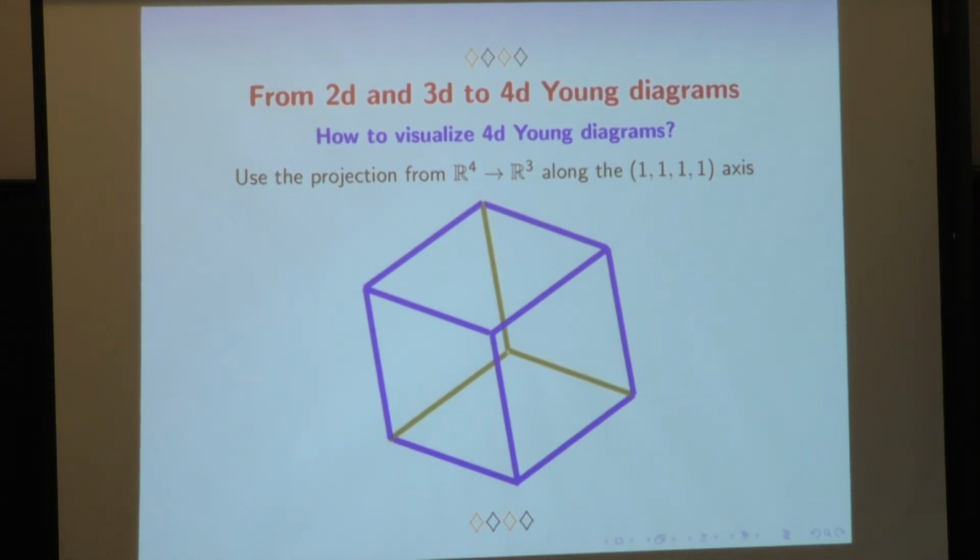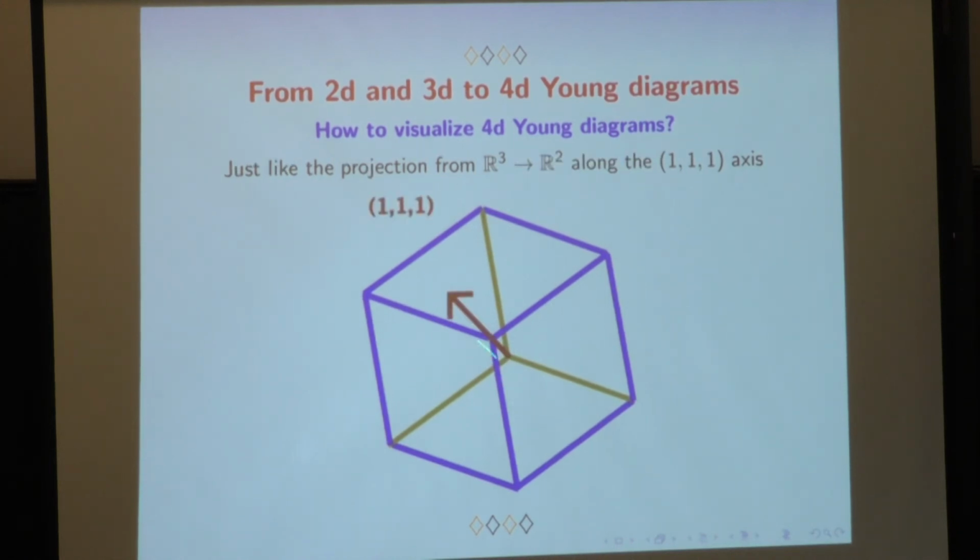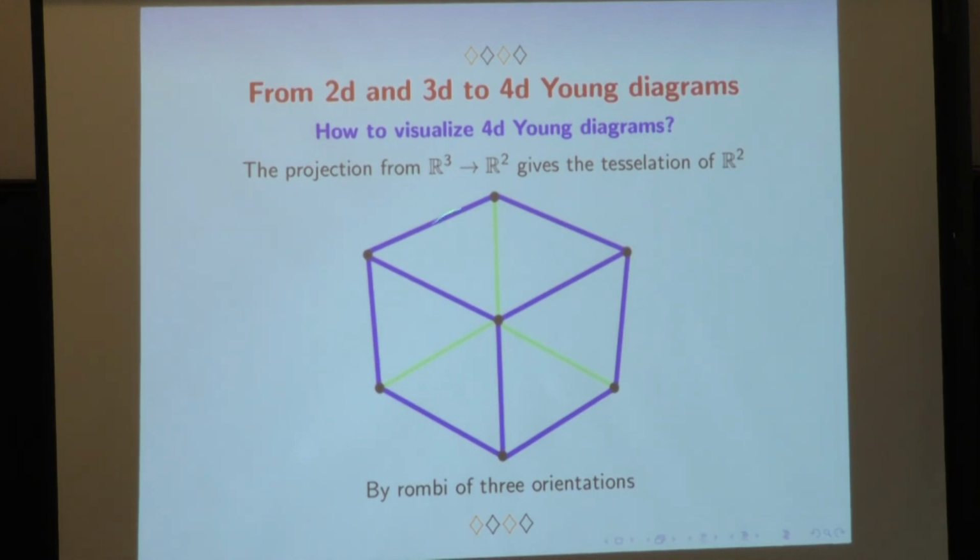So you visualize them just the way you visualize the 3-dimensional Young diagrams. You project 4 dimensions down to 3 dimensions along the principal axis. So in 3 dimensions, we take the 3-dimensional space and project it along the principal diagonal. And so that way, the cube projects into a collection of 3 rhombi. So you have 3 orientations. And if you place these rhombi this way, you see the cube which sticks out. If you place the rhombi this way, then you remove a cube. So that's a way to visualize the modification of 3-dimensional Young diagrams and building geometries.